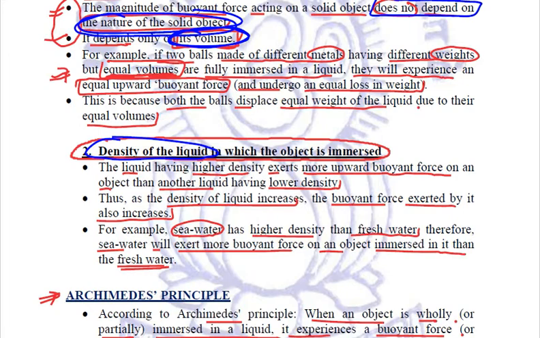So if you place some iron nails in water, even if it is seawater, they are going to sink, but they will be kept afloat in case of mercury, because of such a large amount of buoyant force acting, because of its very high density.